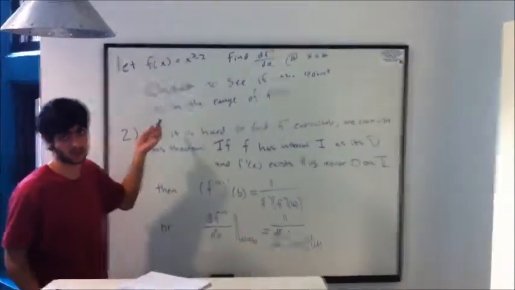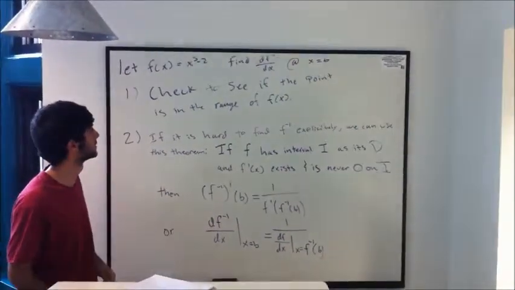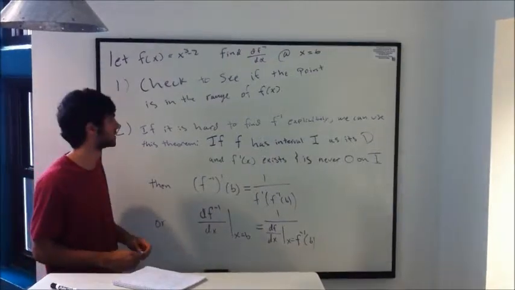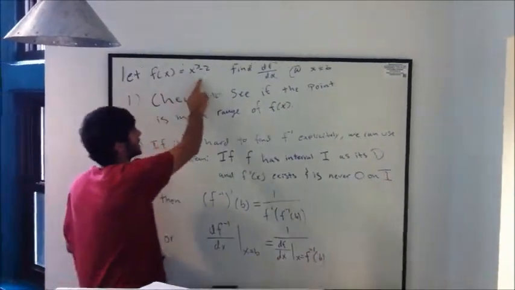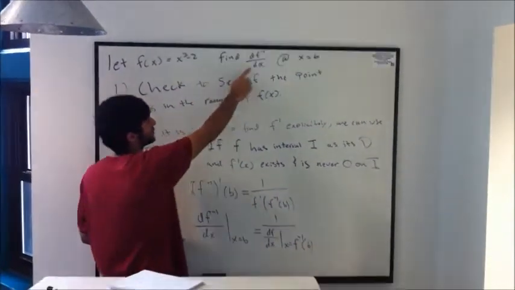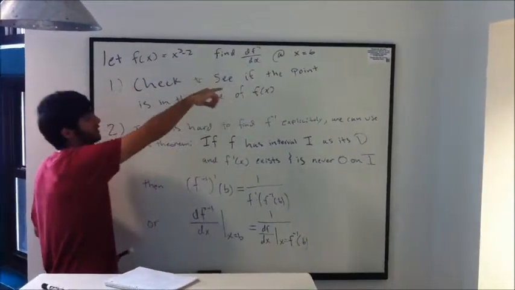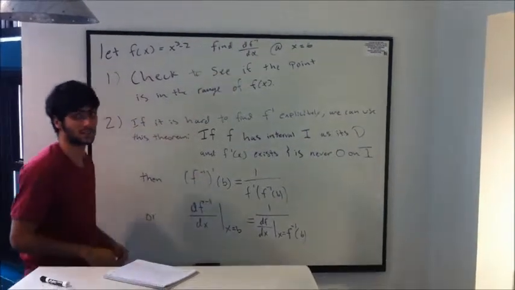So this is a problem that we did in class earlier. I'm going to go over it again. I know we ran out of time. So it says, let f of x equal x cubed minus 2. And we're trying to find the derivative of the inverse of f of x at x equals 6.